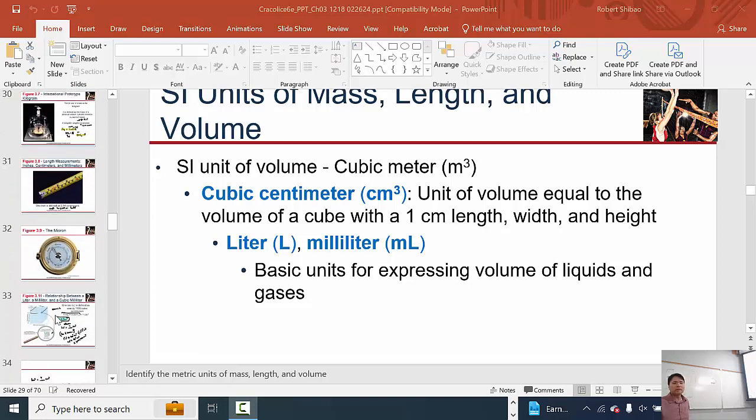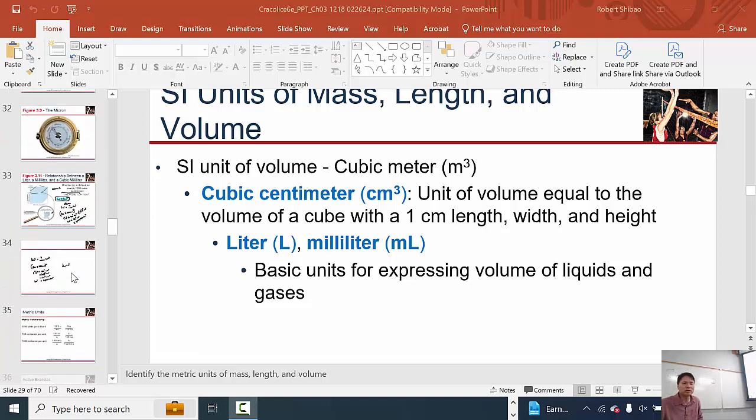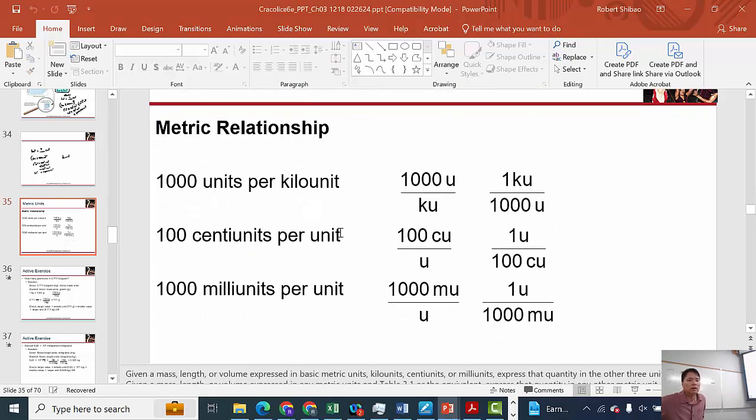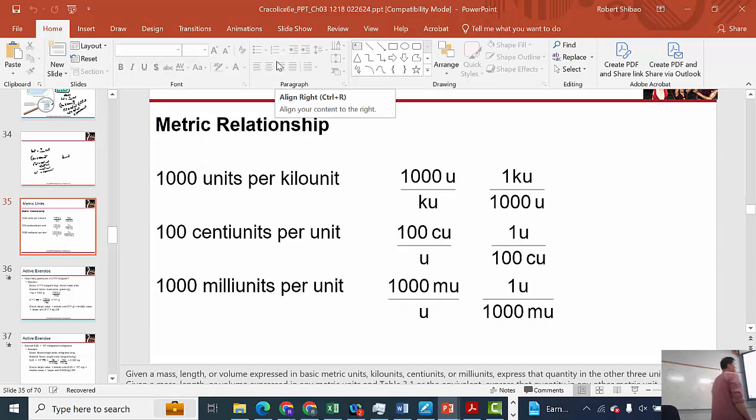So most of the problems we are using dimensional analysis. For dimensional analysis, we have these relationships which we call conversion factors. So this would be milliunits per unit, so milligrams per gram, or milliliters per liter. And so we have these. This one will convert from like grams to milligrams, or liters to milliliters. This one converts milliliters or milligrams to grams or liters.